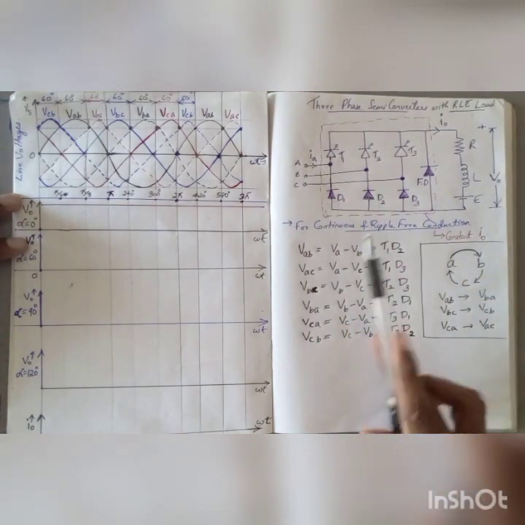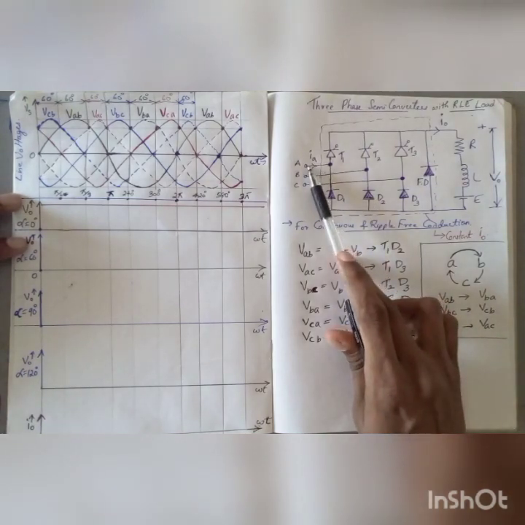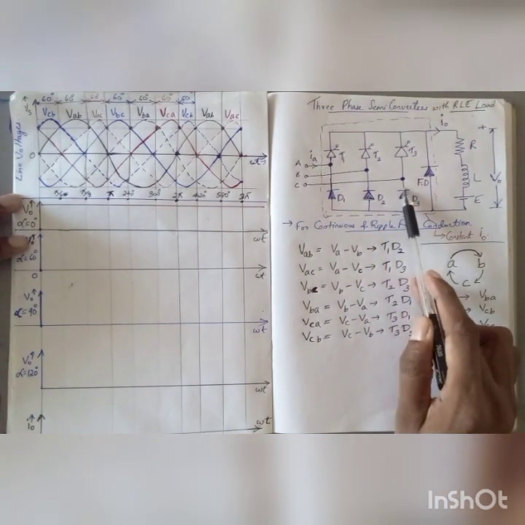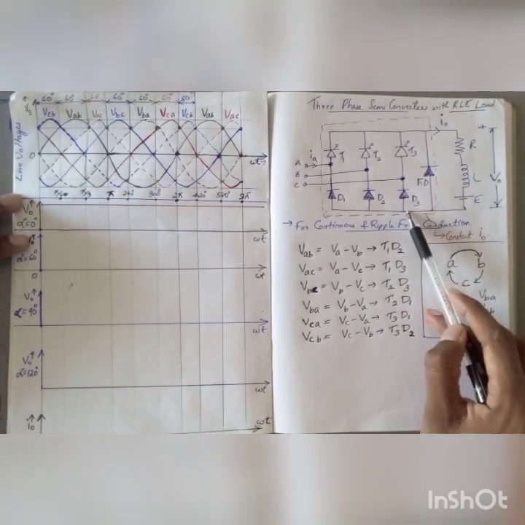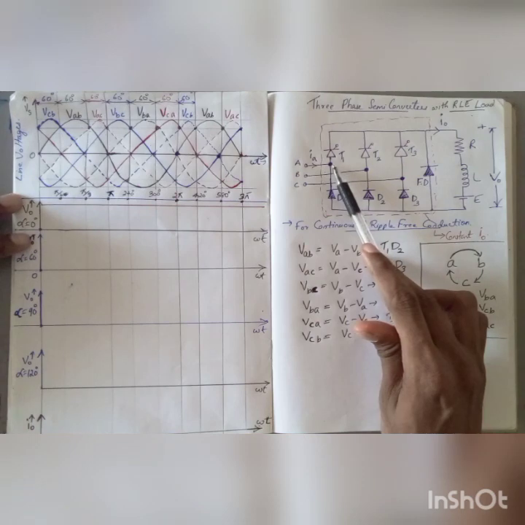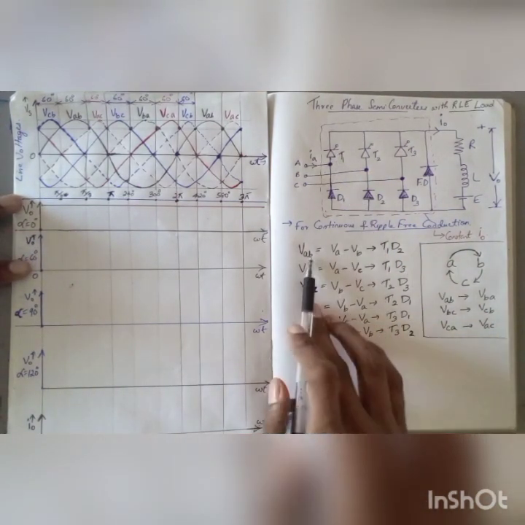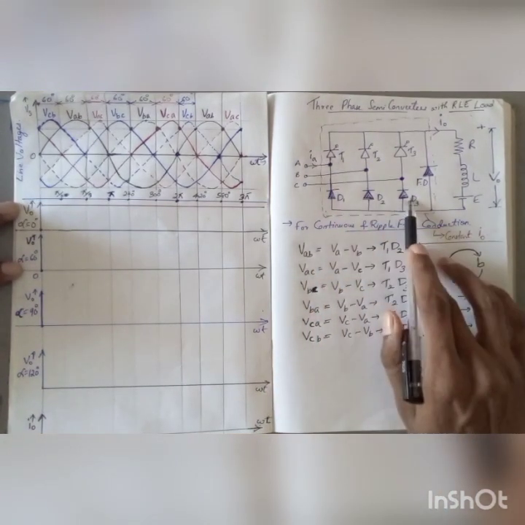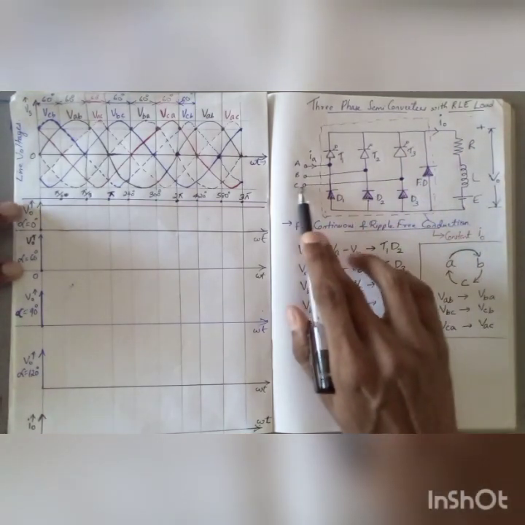Similarly, VAC means VA minus VC. VA minus VC is positive. VA is positive, so T1 will be under forward blocking mode. C is negative, which means the cathode of D3 is negative, so D3 will be conducting. D3 starts conducting, T1 will be in forward blocking mode, and if we trigger, T1 will also conduct. We have already triggered during VAB. Then during VAC, T1 and D3 will be conducting to obtain VAC across my load V0.